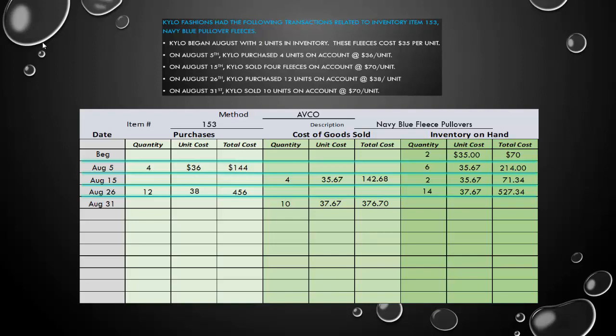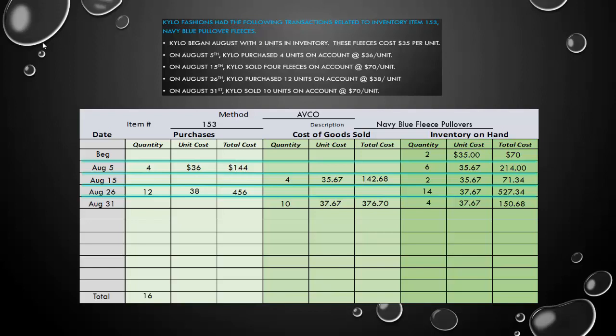We had 14 of these pullovers. We just sold 10, which means we have 4 remaining on hand after the sale. Unit cost does not change on a sale in the AVCO method, so we're going to value these pullovers at $37.67 a piece, which means the total cost that we are carrying this particular item of inventory at after we made this last sale on the last day of the month is going to be 4 times $37.67, $150.68.